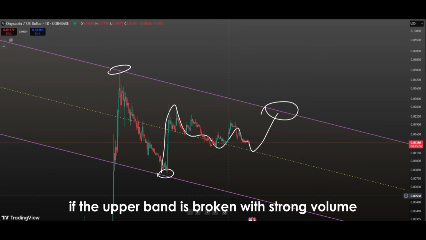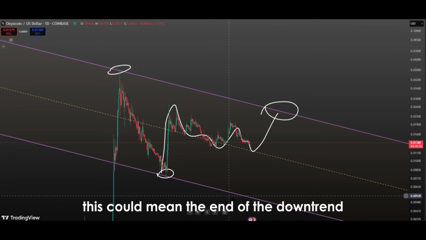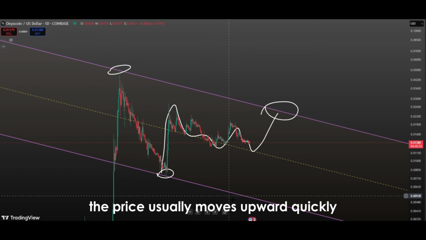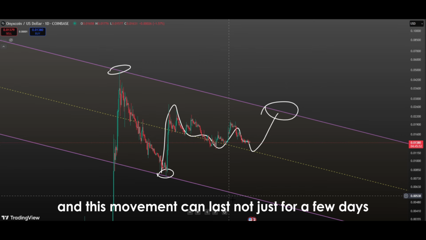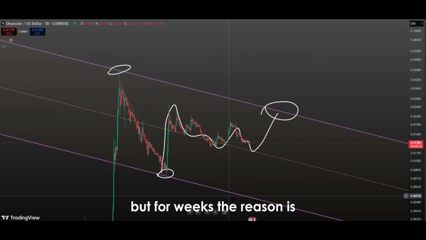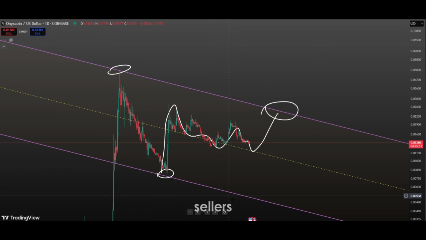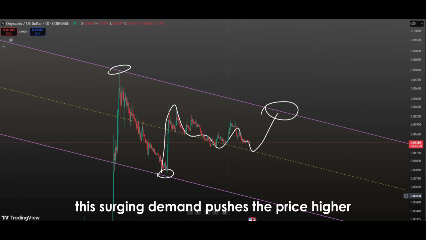If the upper band is broken with strong volume, this could mean the end of the downtrend and the start of a new uptrend. The targets after such a breakout are usually calculated by adding the width of the channel upward. For long-term investors, breaking such descending channels often presents major opportunities. When the channel is broken, the price usually moves upward quickly, and this movement can last not just for a few days, but for weeks. The reason is that a breakout from the channel triggers a significant psychological shift in the market. Sellers start to believe the price will not fall further, while buyers rush to enter the market before the train leaves. This surging demand pushes the price higher.